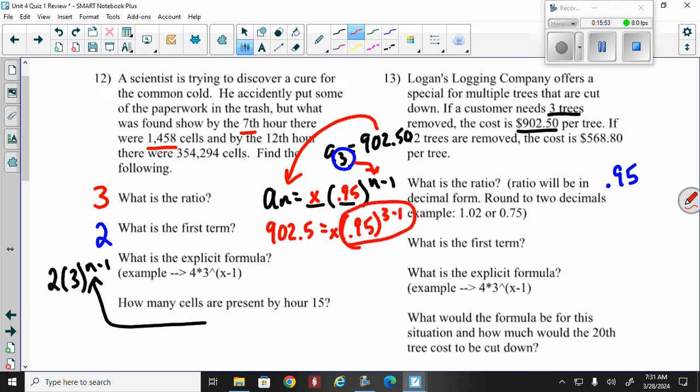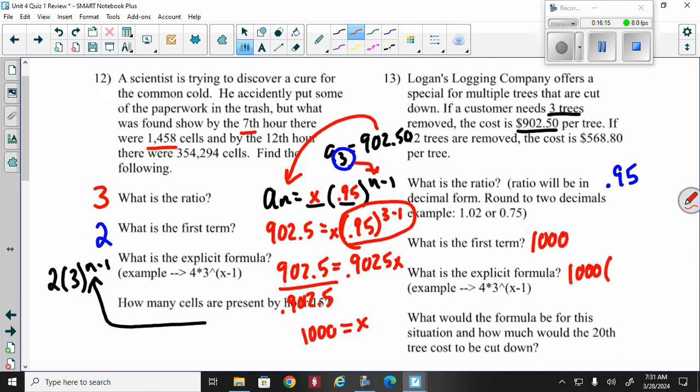So 0.95 squared is 0.9025. 902.5 is equal to 0.9025x, divided by 0.9025. I bet you get x equal to 1,000. All right, so what is the first term? 1,000. What's my formula? 1,000, parentheses 0.95 to the n minus 1.